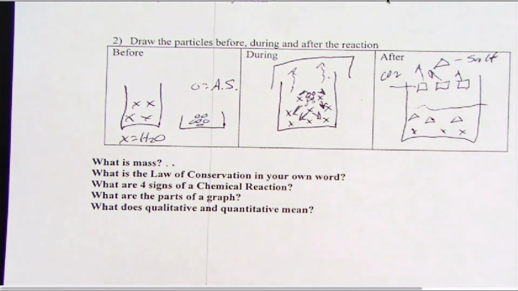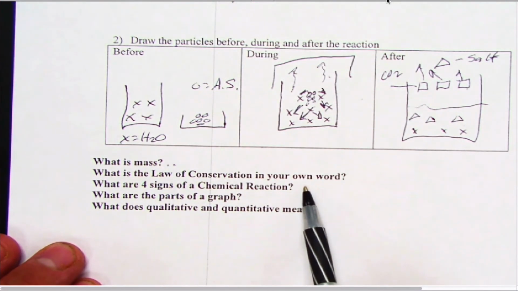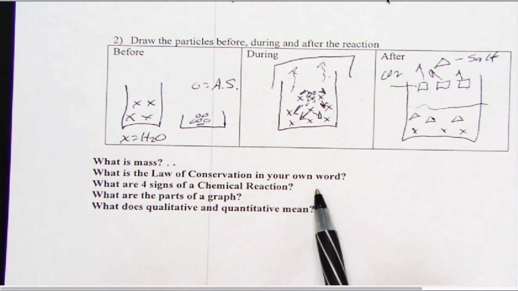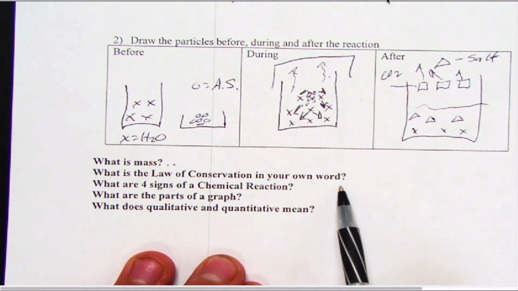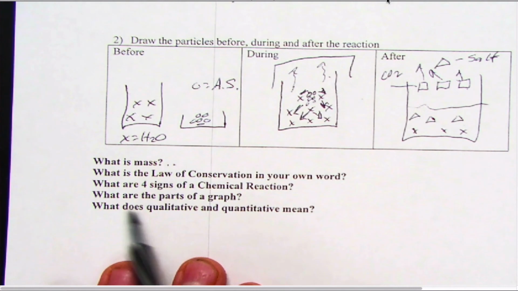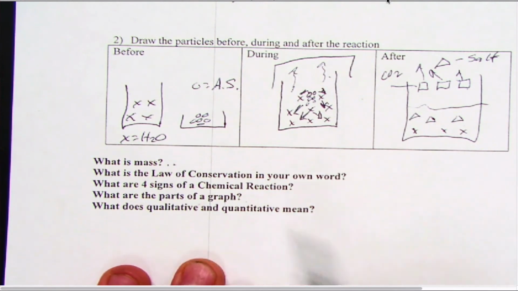So the law of conservation is basically saying what you start with, you need to end with, unless you lose something. What are the 4 signs of a chemical reaction? Well, energy change is one. Color change is another. A precipitate being formed is the third. And the fourth one is a gas or bubbles given off. The 4 parts of a graph, we'll talk about this in the next video, so don't worry about that one as of right now. But what does qualitative and quantitative mean?